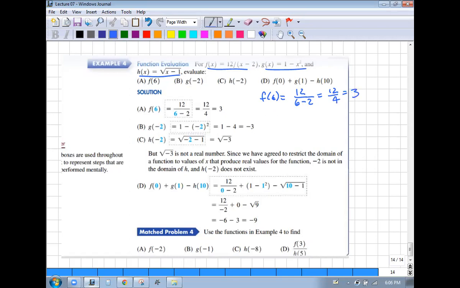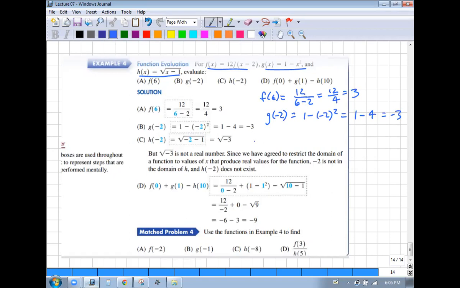g of minus 2. Here's g. It says take 1 minus whatever your input is squared. So our input is minus 2, squared is 4. 1 minus 4 is a negative 3.